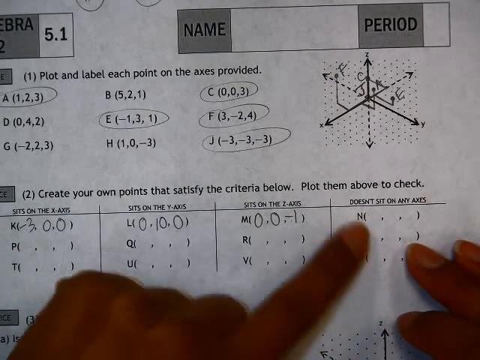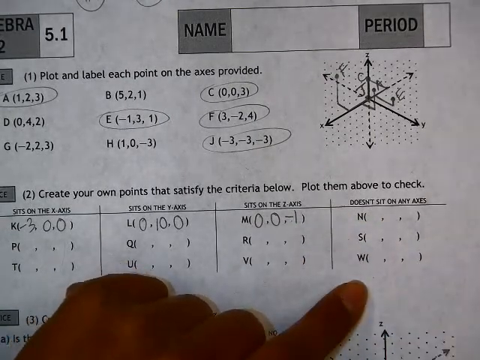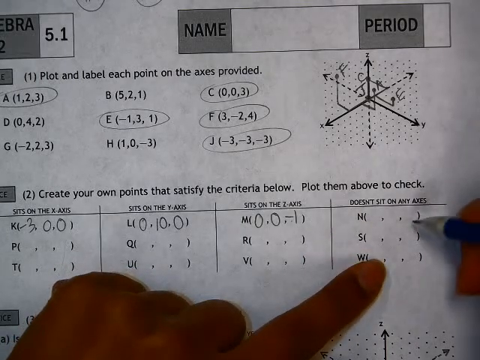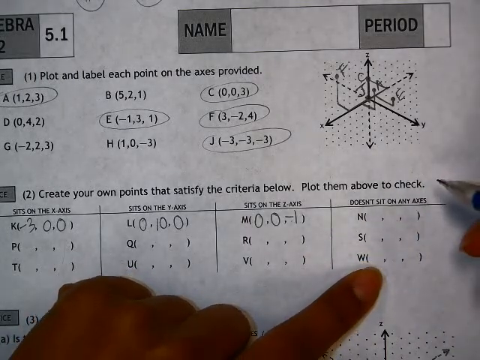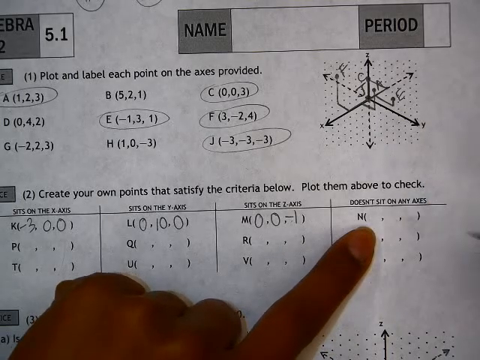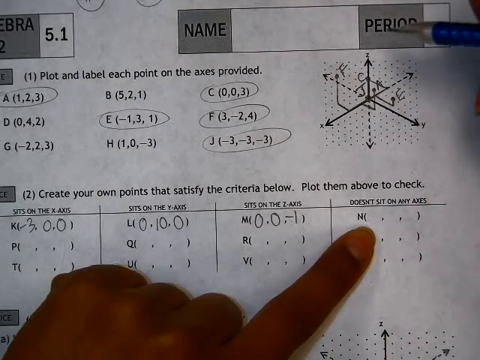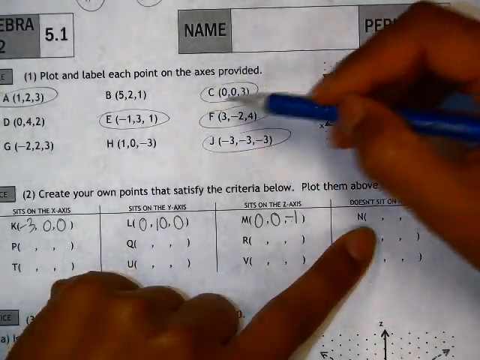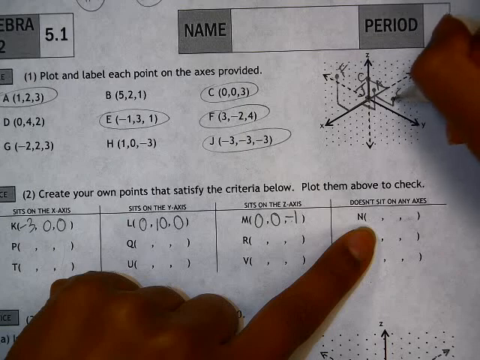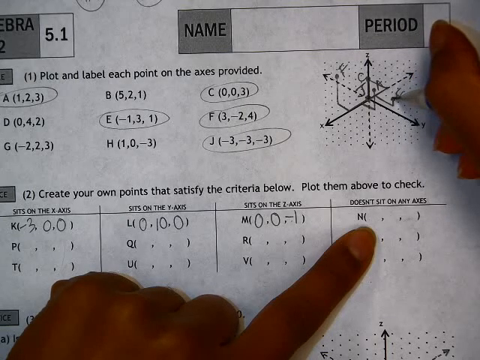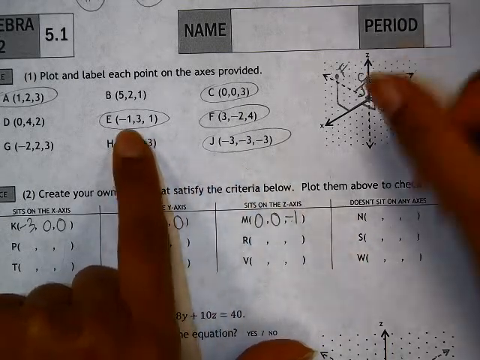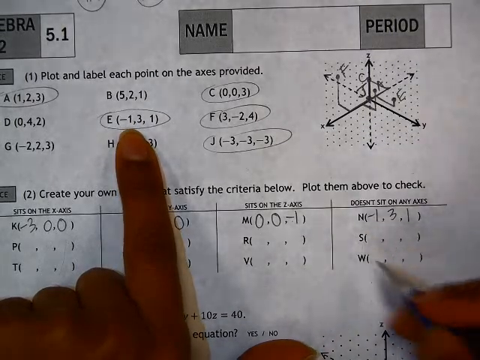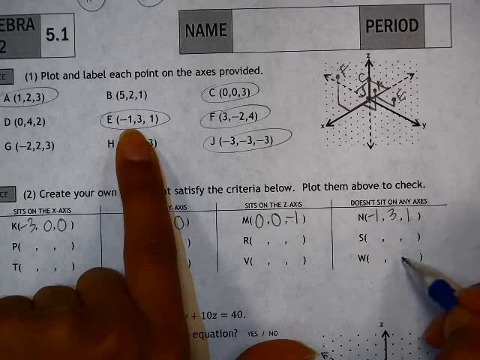Lastly, you're trying to come up with points for N, S, and W that don't sit on any axes. There are an infinite number of points that you could put here, but let's come up with one example. I'm going to use one of the points from this section in number 1. For example, point E was not on any of the axes, so I could use that as an example, -1, 3, 1. And there's several other points that you could come up with that don't sit on any axes.